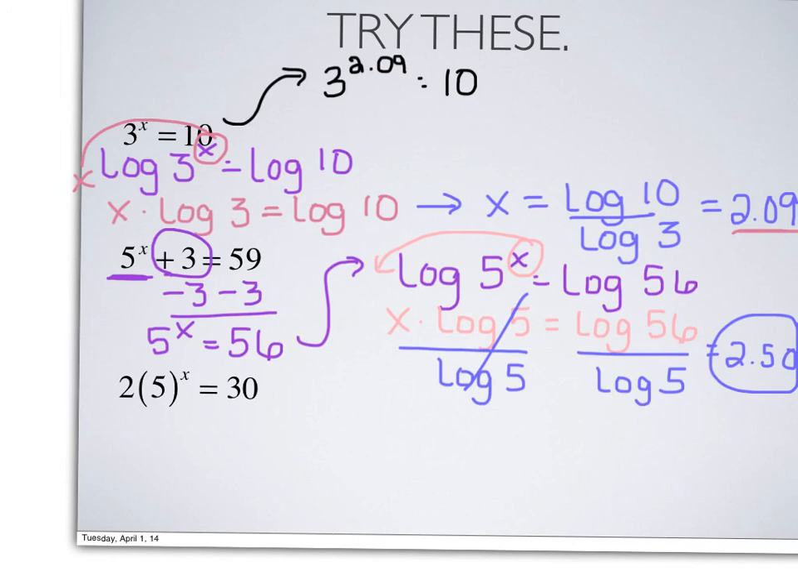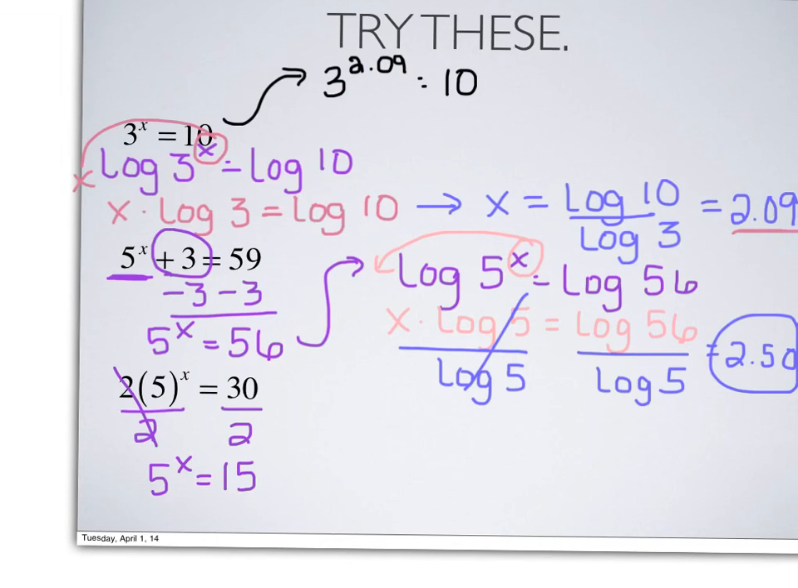Okay, and the last one. 2 times 5 to the power of x equals 30. Do not combine the 2 and the 5, okay? Because the 5 is being raised to this power of x, the 2 is not. So I can't combine the 2 with the 5. I can, however, get rid of the 2 before I start, which I definitely want to do. So I'm going to divide by 2. That's gone, and so now I have 5 to the power of x equals 15.